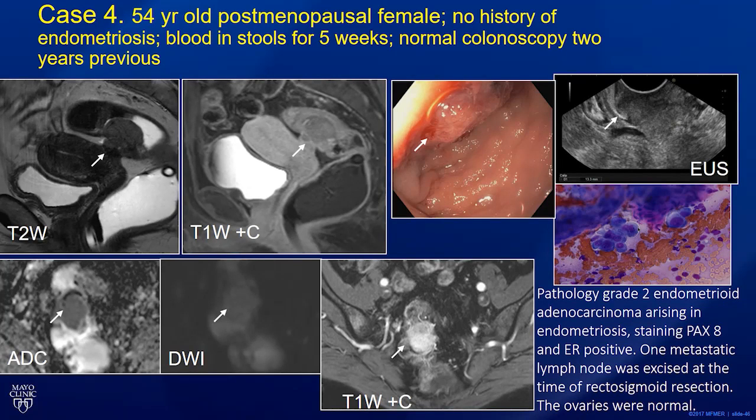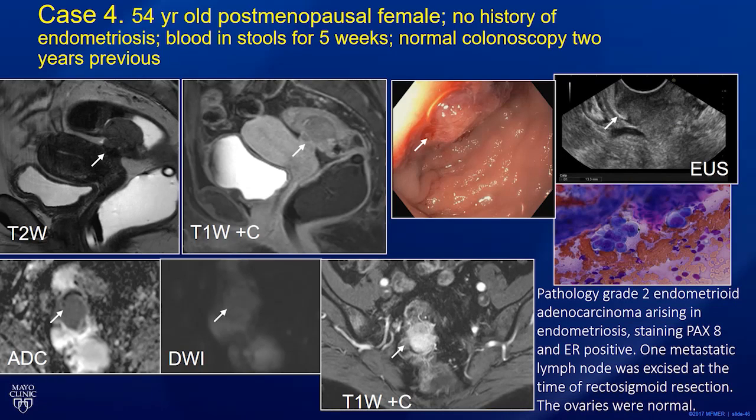Case number 4 is a 54-year-old postmenopausal female with no history of endometriosis. She presented with blood in her stools for 5 weeks and had a normal colonoscopy 2 years previously. So interestingly, at time of colonoscopy, they saw the ulcerated mucosa, and this was a biopsy-proven adenocarcinoma. And the patient was sent for a staging rectal cancer MRI. Now, when we saw the lesion, we noticed that it, of course, went beyond the bowel lumen and extended to the uterus. Under typical rectal cancer staging, this would be a T4 disease situation invading other structures.